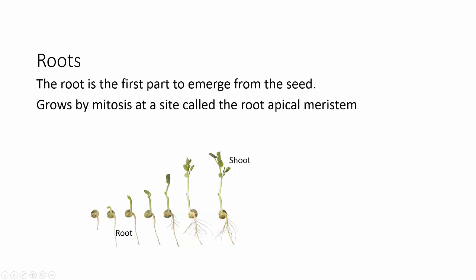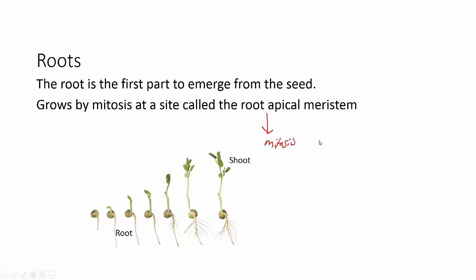So talking about the structure of plants is important to understand their evolution as well as their reproductive success. So the first organ to emerge from a seed, so let's skip right up to seed plants, is the root. It pops out of the seed, grows into the earth, holds the seed in place, and allows the embryo to start absorbing water and nutrients. Roots grow by mitosis at a site called the root apical meristem. And these sites are basically sites of mitosis.